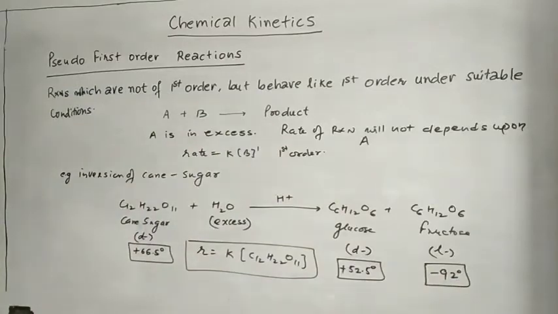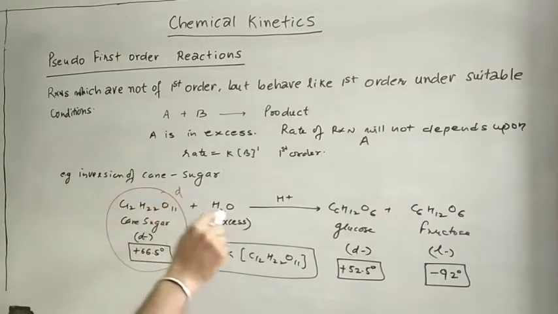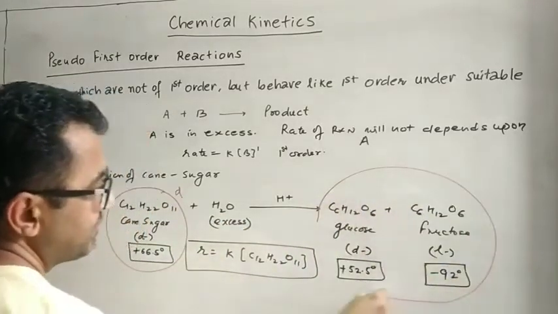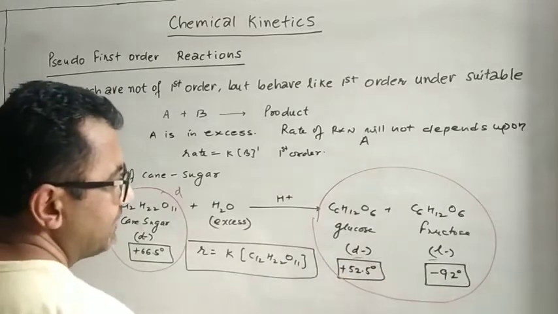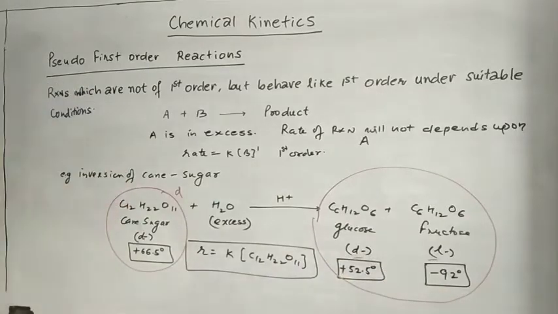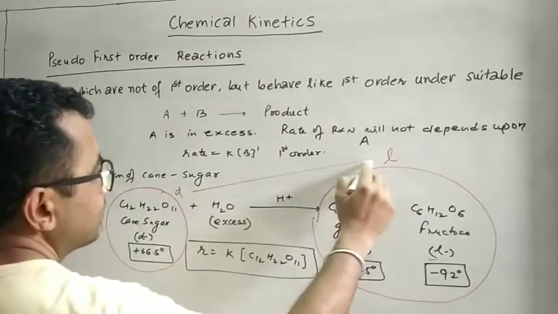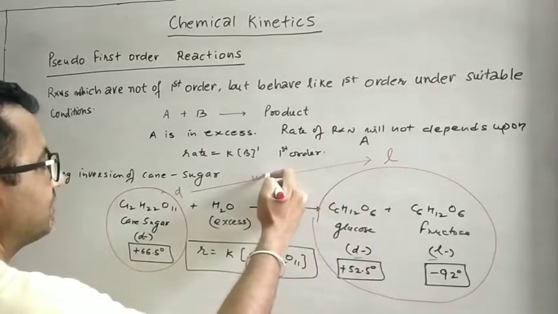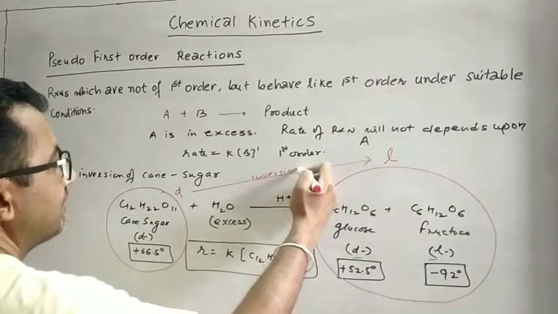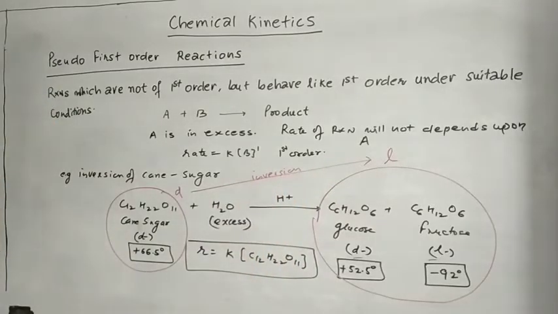So overall, if you see, the reactant is dextrorotatory. It is ultimately going to change into a mixture of dextro and laevo, in which the laevorotatory is dominating. So overall this mixture is laevo. So this dextro to laevo is called inversion. So inversion of cane sugar is an example of pseudo first order reaction.